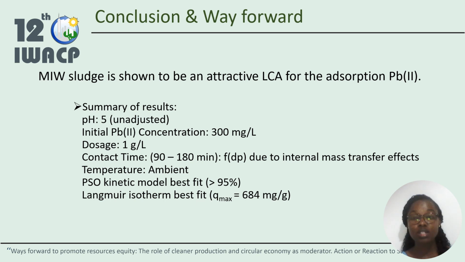The summary of results shows optimal performance at the ambient pH of the solution at 5, initial lead concentration of 300 milligrams per liter, a dosage of 1 gram per liter, a contact time of 90 to 180 minutes, the difference being due to internal mass transfer effects, and an ambient temperature. Pseudo-second order kinetic model provided the best fit at an R-squared of more than 95%. The Langmuir isotherm also provided the best fit at a Qmax of 684 milligrams per gram.